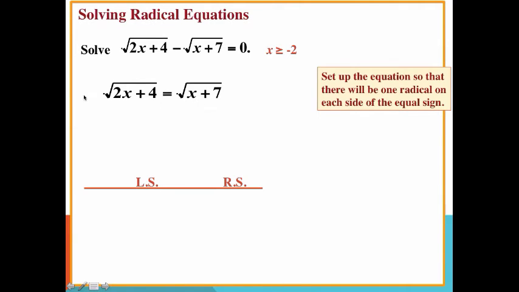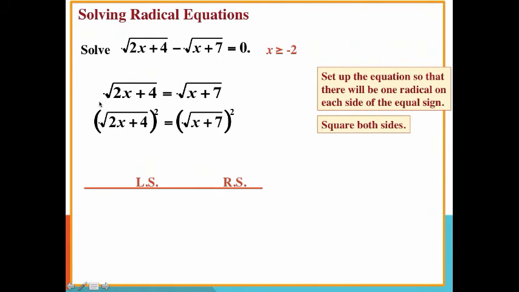Now, to get rid of a square root, we're going to square it, and we have to square both sides of the equation. It works kind of neat right here because when you square both sides, both square roots are going to go away, and you're going to be left with just the equation 2x plus 4 equals x plus 7. Now, if you combine like terms by moving the x and the 7 to the other side, you're going to get x equals 3.